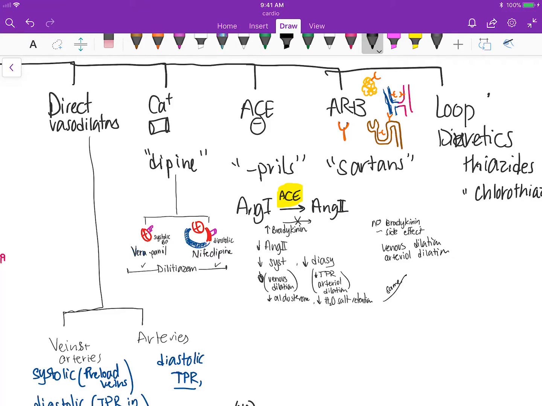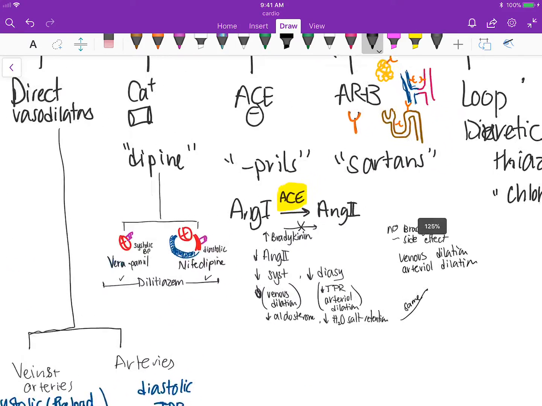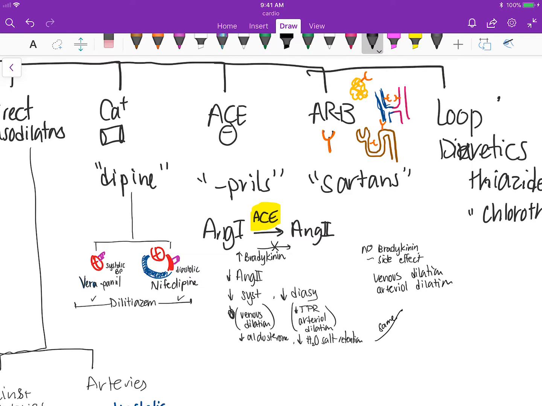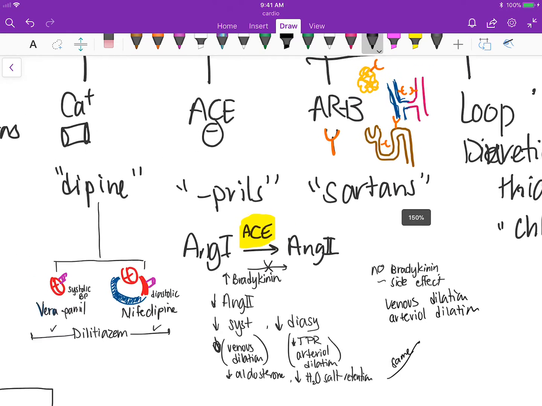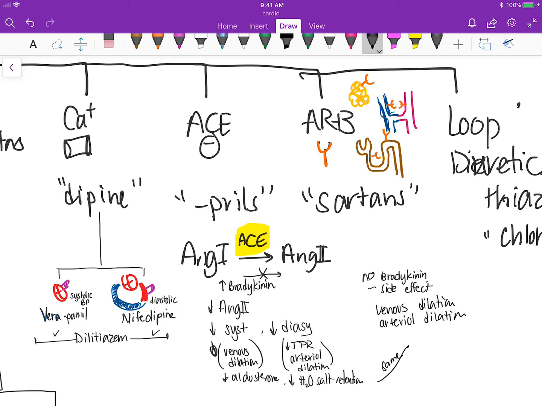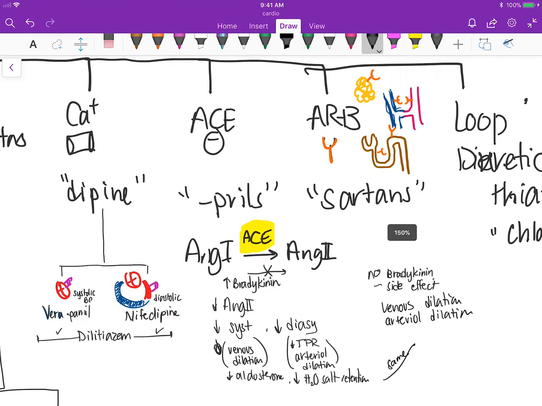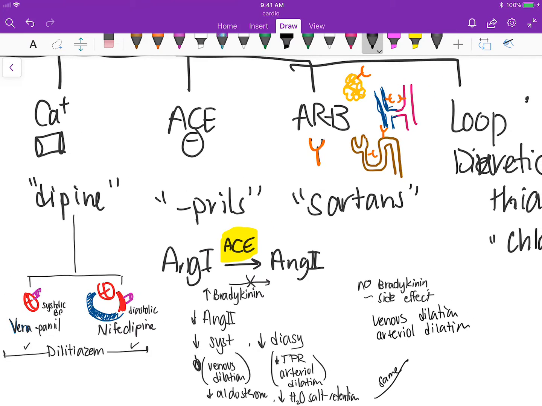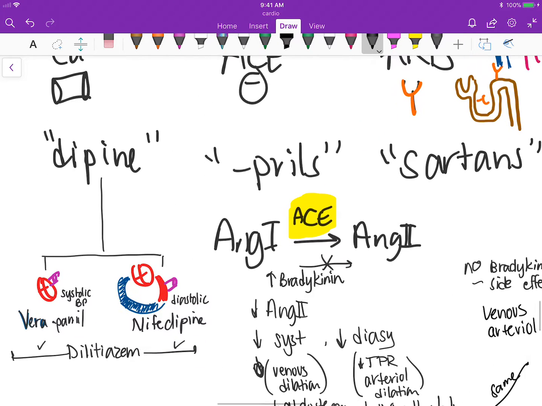All right, so in this part of the hypertension drug series, we're going to talk about calcium channel blockers, ACE inhibitors, angiotensin receptor blockers, and loop diuretics. So first of all, talking about calcium drugs. For the calcium drugs, remember they all end in the word dipine, and then you have systolic blood pressure and diastolic blood pressure, two kinds of them.